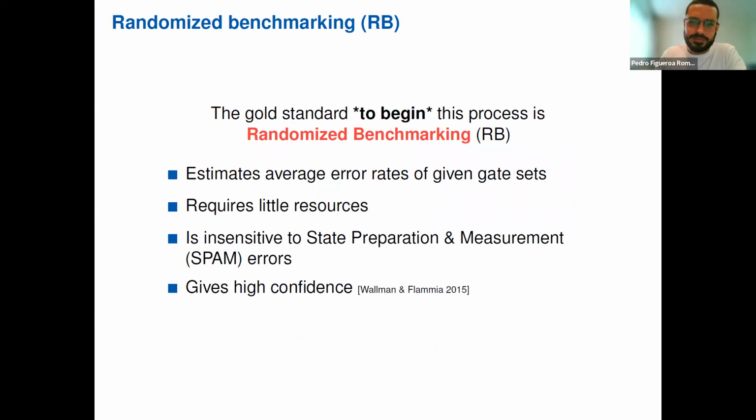The technique that has become the gold standard, as we have said in our previous papers, is randomized benchmarking. In this slide I'm stressing it to begin this process because, of course, as all of you may know, randomized benchmarking is far from perfect, and there are many more fine-grained techniques to do this. But the main advantage it has is that it estimates average error rates with very little resources. So it's a very economical technique. In principle, it's insensitive to state preparation and measurement errors, so you are only benchmarking the gates that you're interested in. And it gives high confidence in the sense that the variance in your results is going to be relatively small.